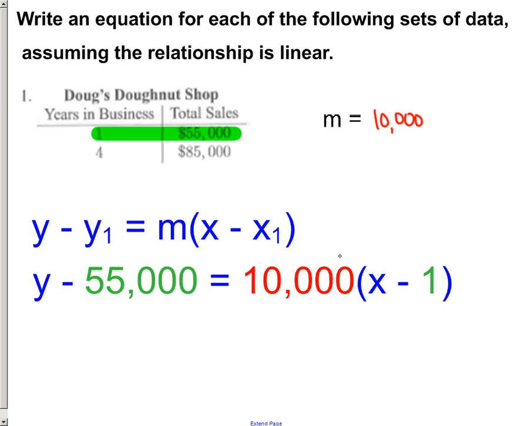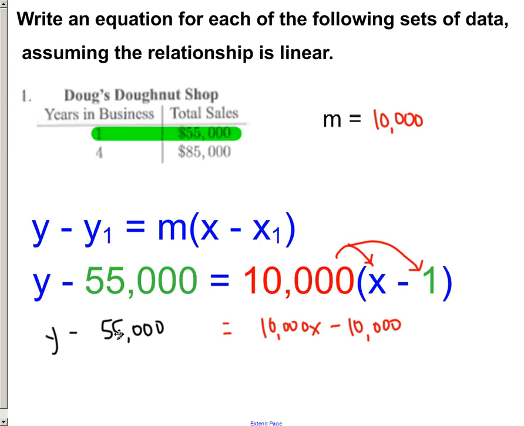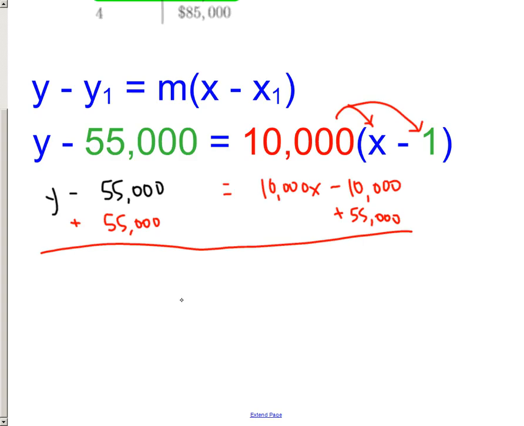You should know to distribute: 10,000 times x is 10,000x, and 10,000 times negative 1 is negative 10,000. This left side is able to just drop straight down, and we're ready to go to the next part. Now we just need to say, how can we get this minus 55,000 away from the y? Well, we would add 55,000 to both sides of the equation to keep it balanced. And we find out that y equals 10,000x plus 45,000.